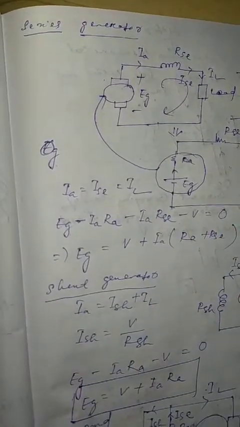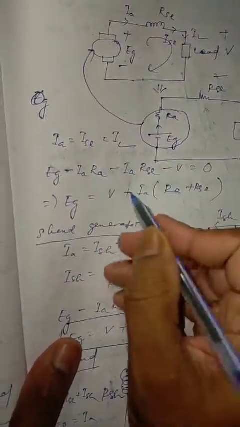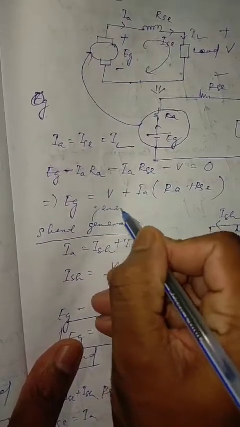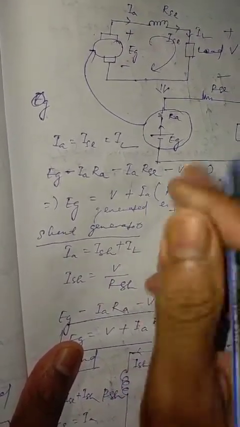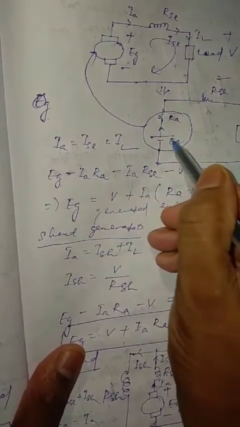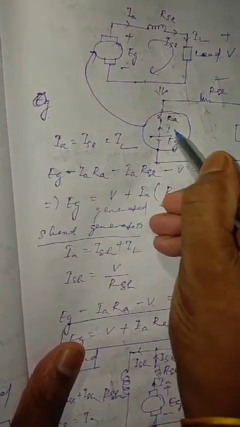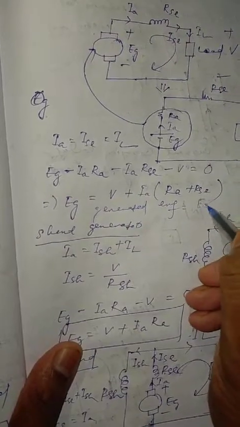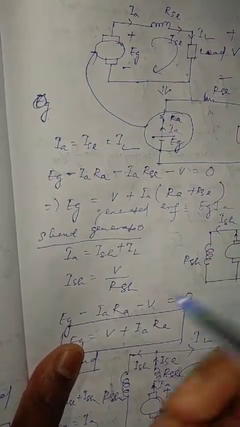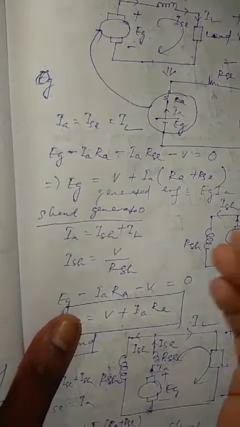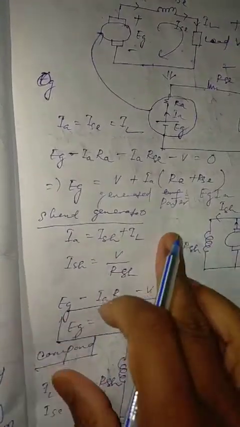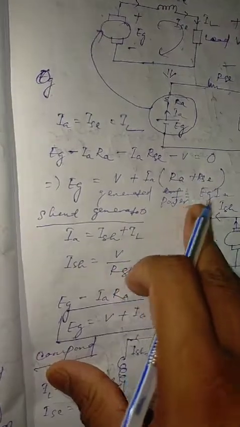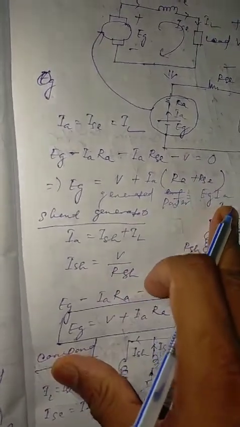Okay, so now suppose I want to find out the generated EMF. What is generated EMF? It means how much EMF is generated here. Sorry, generated power. This is power. How much power is generated? Generated voltage multiplied by generated current, so it can be written as EG multiplied by IA. Clear?